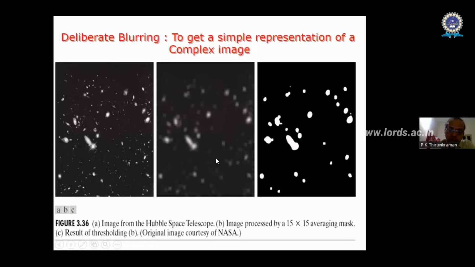Then you do thresholding. Thresholding can be understood simply like this. Suppose you want to threshold to 2 levels: above 128, make it 255. Below 128, make it 0. Then you get this image on the right. Now you can easily count. In fact, most counting algorithms operate on these binary images. They don't operate on the original image because it's very complicated. So this is how you can use averaging to get a simple representation of a complex image.